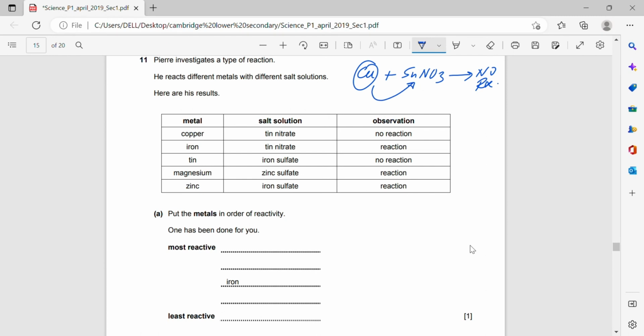Copper could not displace the tin, meaning tin is more reactive than copper. So that's the first observation. Next, iron and tin nitrate. When I had iron here with tin nitrate, a reaction happened. So the iron displaced the tin, meaning iron is more reactive than tin.